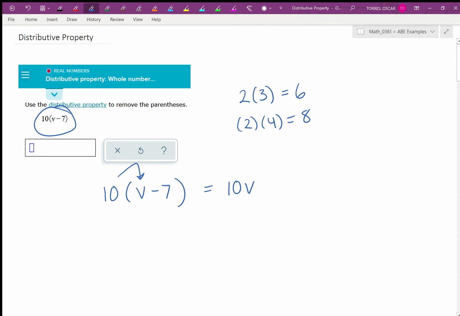And it's not just a 7, but we always take the sign into account. So to the left of the 7, there's a negative or minus sign. So we treat this as 10 times negative 7. And 10 times negative 7 gives me negative 70. So I'm going to write down a minus for my negative and then a 70. This will be the final answer to the problem. 10 times parentheses v minus 7 is 10v minus 70.